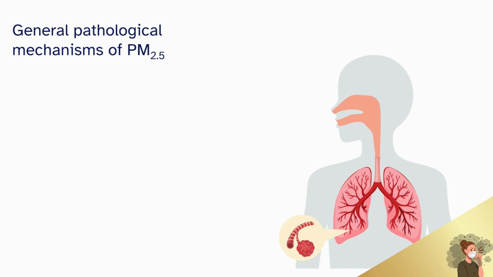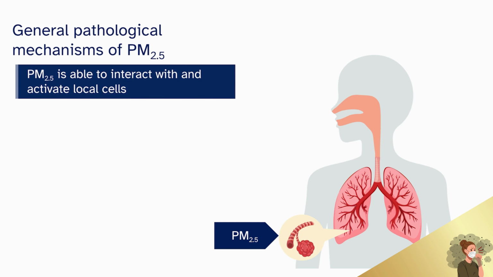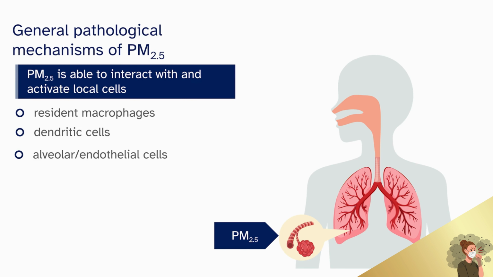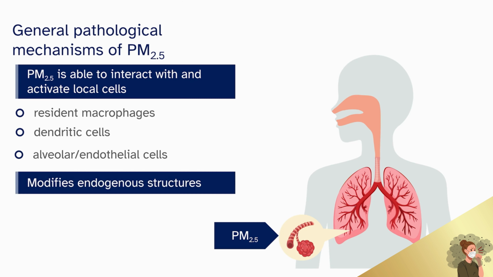Once inhaled, PM2.5 penetrates deep into the pulmonary tract, reaching alveoli. PM2.5 is able to interact with and activate local cells such as resident macrophages, dendritic cells, and alveolar or endothelial cells, while modifying endogenous structures such as cell membranes, surfactant lipids, and antioxidants.